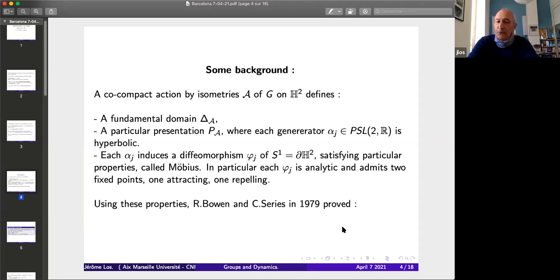And each of these generators, alpha_j, induces a diffeomorphism on the boundary circle that satisfies some very particular property called Möbius. So in particular, these diffeomorphisms of the circle are analytic and they admit two fixed points, one attracting and one repelling.